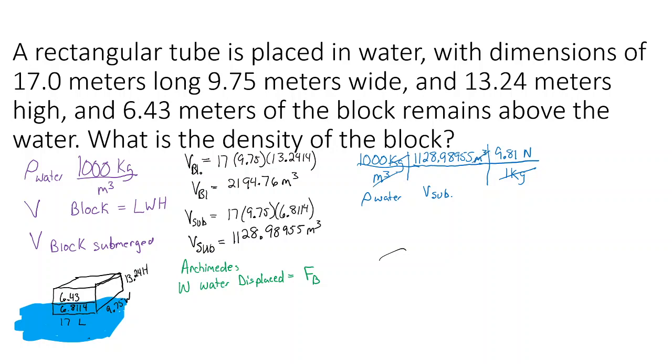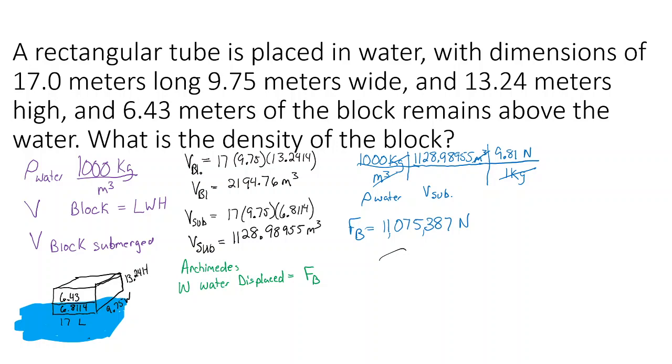So we'll take 9.81 times 1,000 times 1128.98955, which gives me a value of the buoyant force equals 11,075,387. So we got 11 million newtons of force. That's the force pushing up on that block that it's holding up.